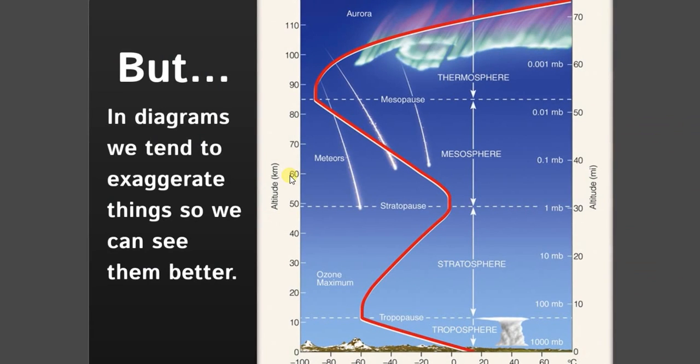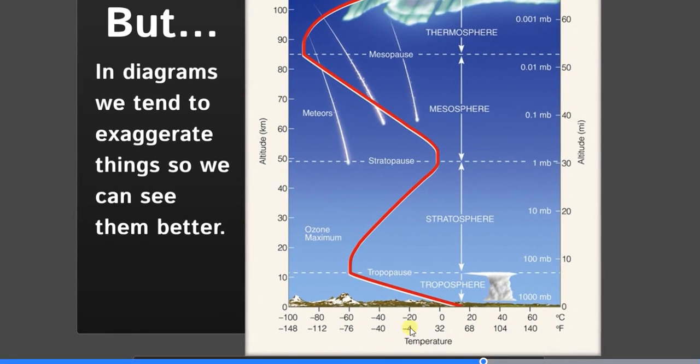So in diagrams, we tend to exaggerate our layers of the atmosphere. Here in the diagram, you can see Earth here is a mountain, and then the atmosphere is highly exaggerated. Now you have the same diagram in your notes, but this is showing what's going on at the different layers. So the troposphere here, the zigzagging line, is showing us temperature. The temperatures are all shown in Fahrenheit and in Celsius.